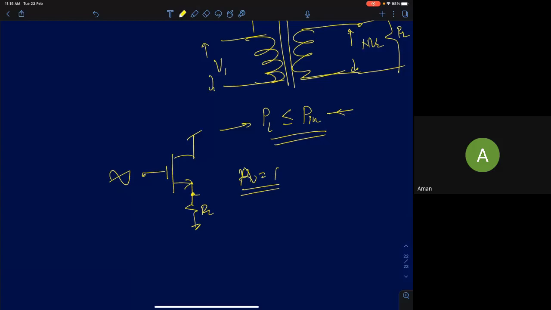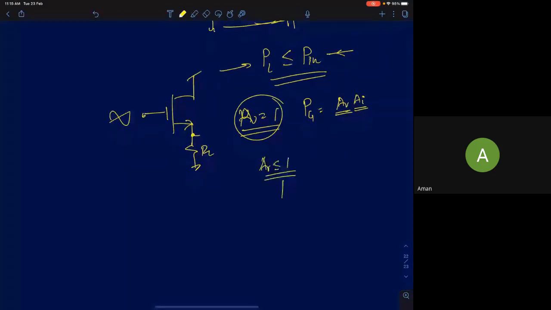So you can also define power gain as the product of voltage gain and current gain. AI is the current gain, AV is the voltage gain. So what is the voltage gain of a common drain amplifier? Approximately what would it be? Yeah, that's the intrinsic gain. Approximately it's 1, right? Voltage gain is 1. I can say that AV is always less than or equal to 1. It's actually less than 1.